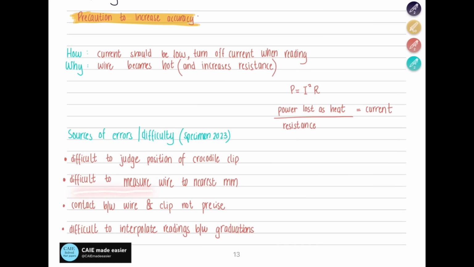It's difficult to measure wire to the nearest millimeter when you're measuring the length of the wire. Sometimes the contact between the wire and clip is not precise. Also, it can be difficult to interpolate readings between graduations. For example, something like this, 1, 2, 3, 4, 5. If you were measuring this reading, it can be difficult to identify the exact one.